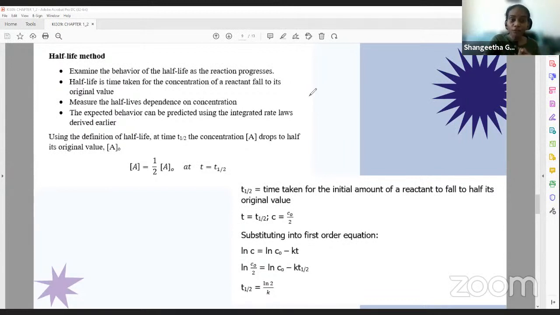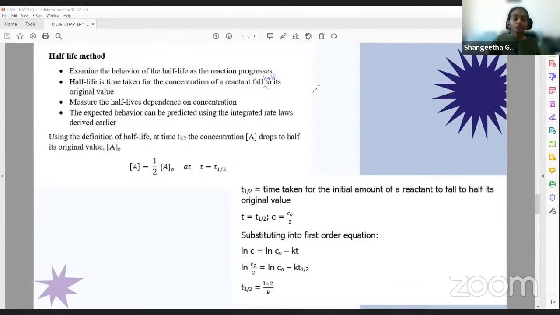Now moving on to the half-life method. Before I go on, let me just add one typo here. You need to change it in your notes. For half, there is a missing word here. It should be half.